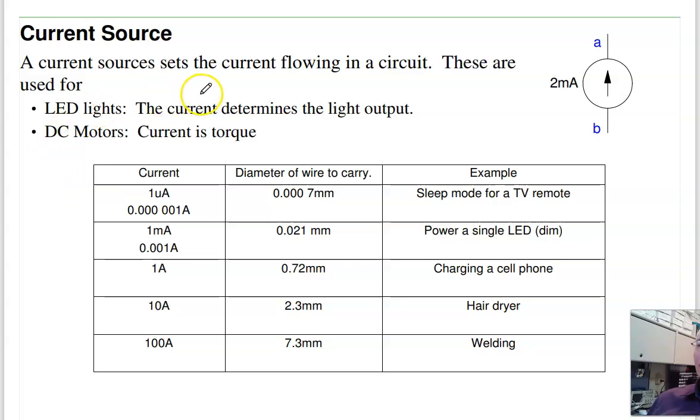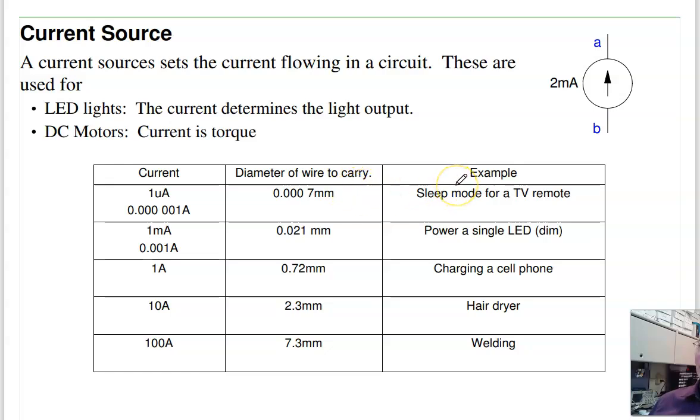Current sources. Current is the flow of electrons. Current determines the brightness of an LED, determines the torque on a motor. So if you have an electric car and you hit the gas pedal, you're specifying the current of the motor. More current, more torque. The diameter of a wire determines how much current it can carry. 1 microamp is a wire that is 0.7 microns across, really, really tiny.